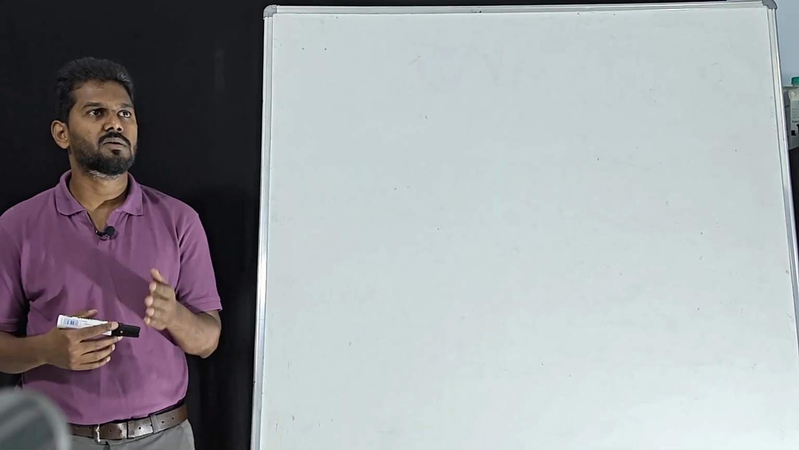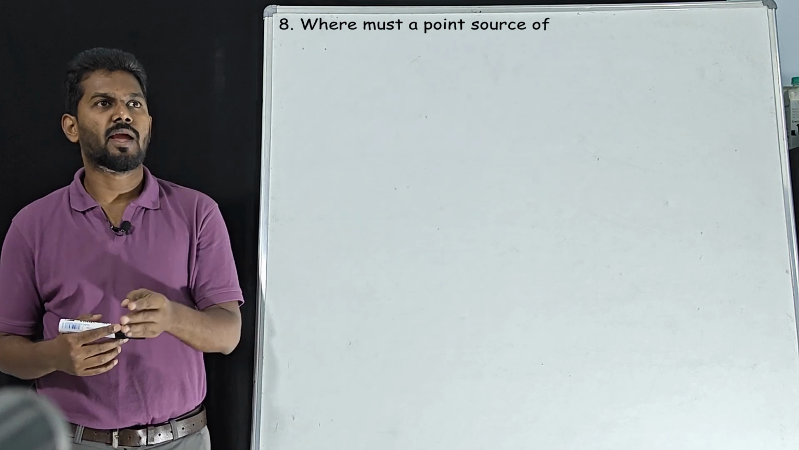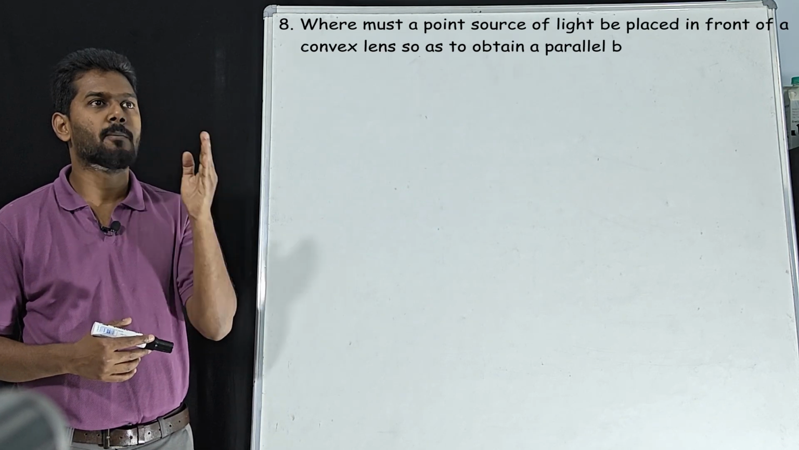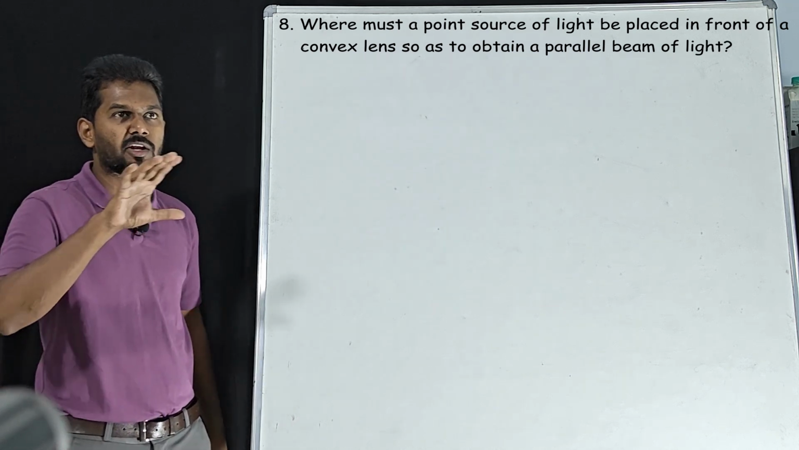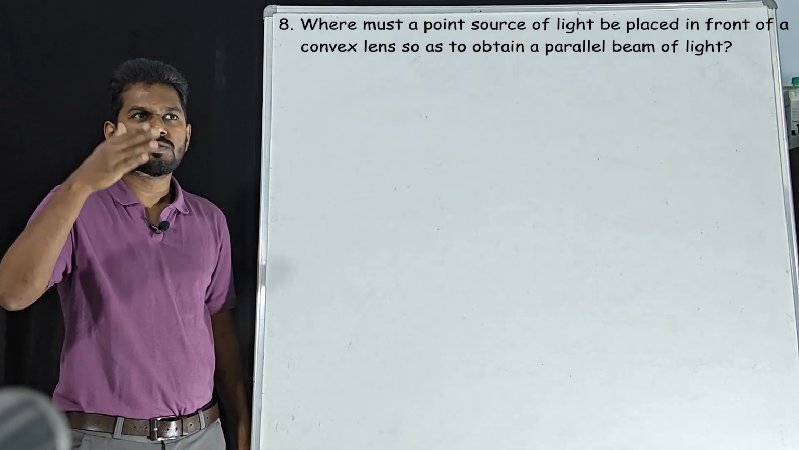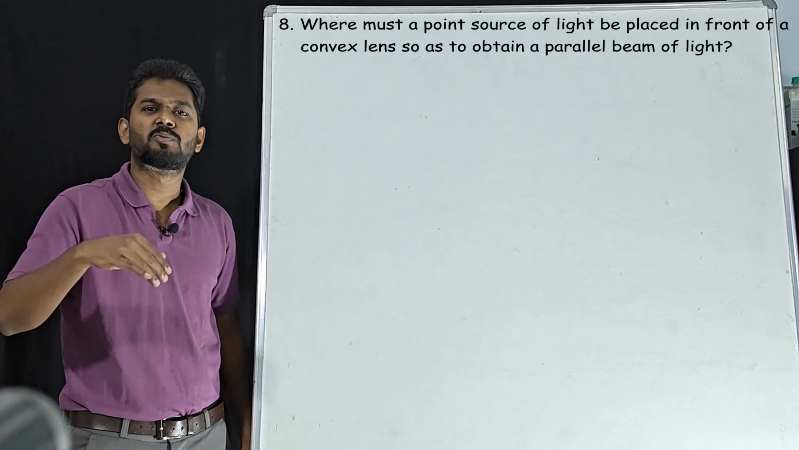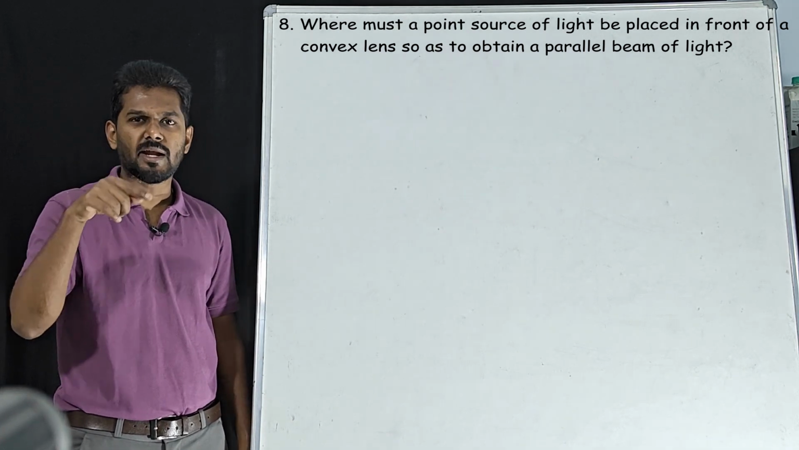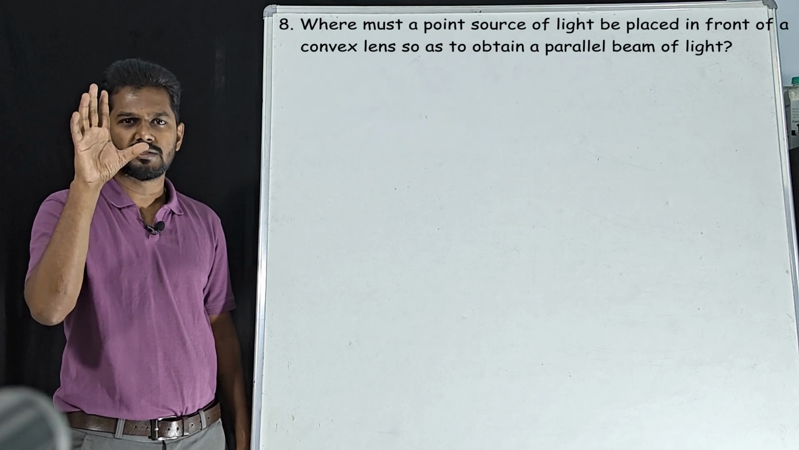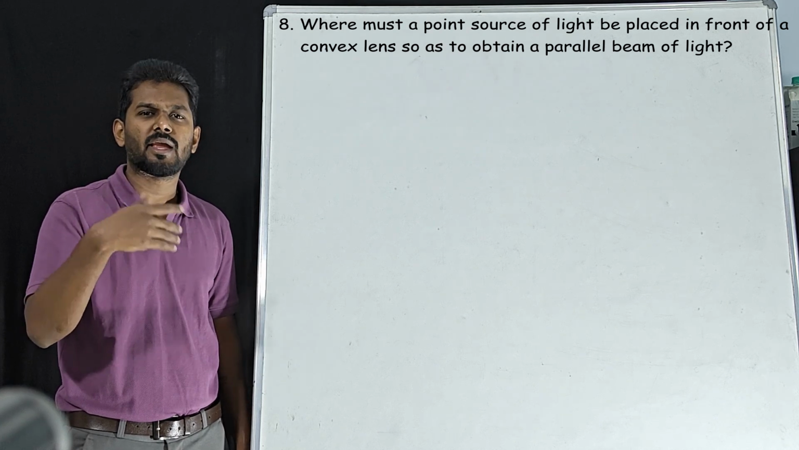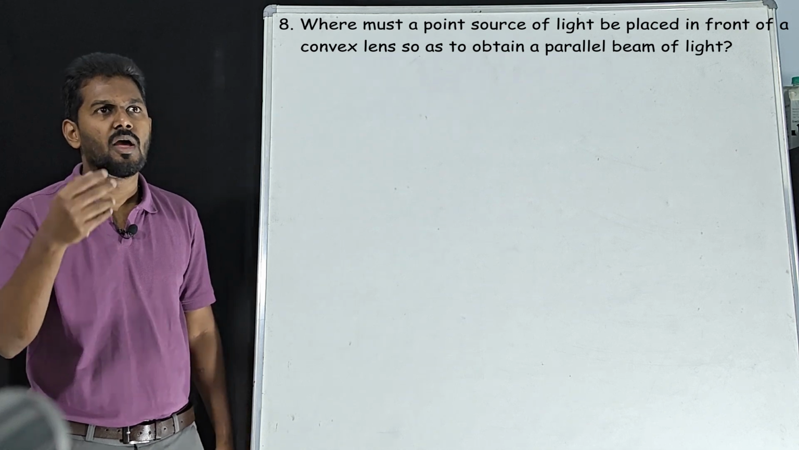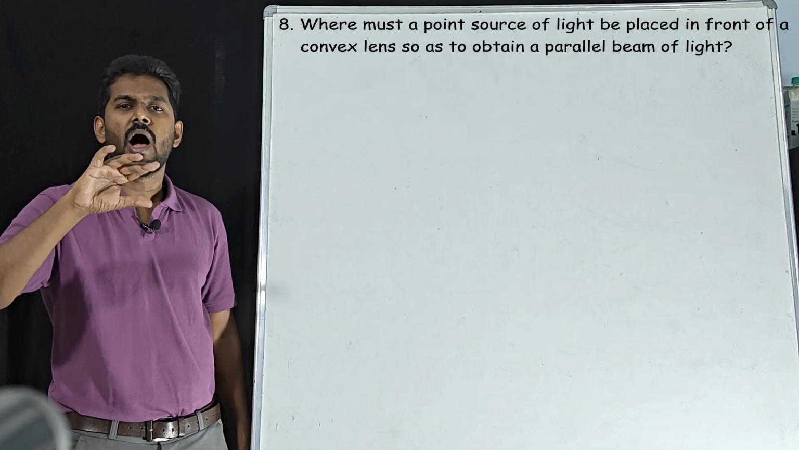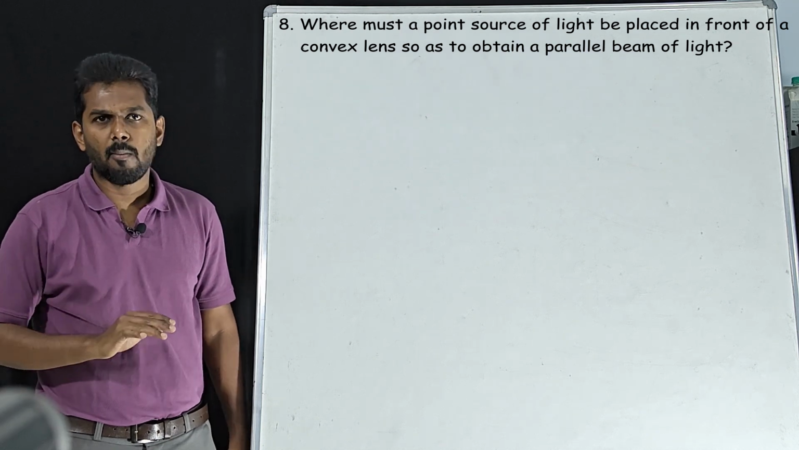That's it. Our next question: where must a point source of light be placed in front of a convex lens so as to obtain a parallel beam of light? We need to understand a few things here. A point source of light means a source which is producing light, like a candle. But from a candle we are not going to get a point source, correct? It's a very big source. A point source is more like a laser light. To obtain a parallel beam of light means after refraction it has to form a parallel beam.